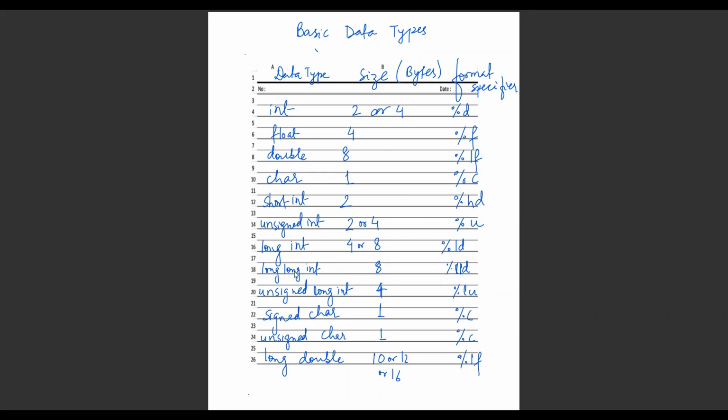Long long int has the size 8 byte and the format specifier is %lld. Unsigned long int is 4 byte and the format specifier for this is %lu. For signed char it is 1 byte and the format specifier is %c. For unsigned char it is 1 byte and the format specifier %c. Long double is 10, 12 or 16 byte and the format specifier is %lf.